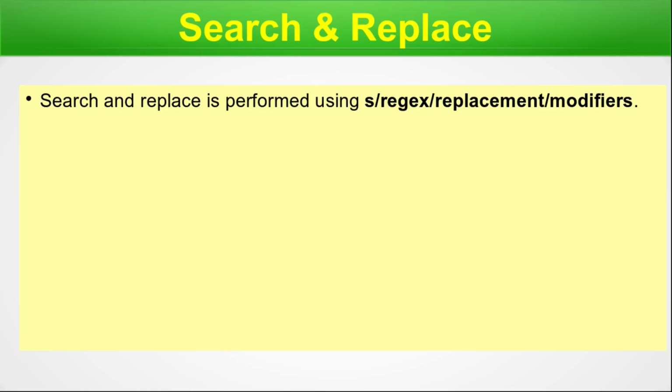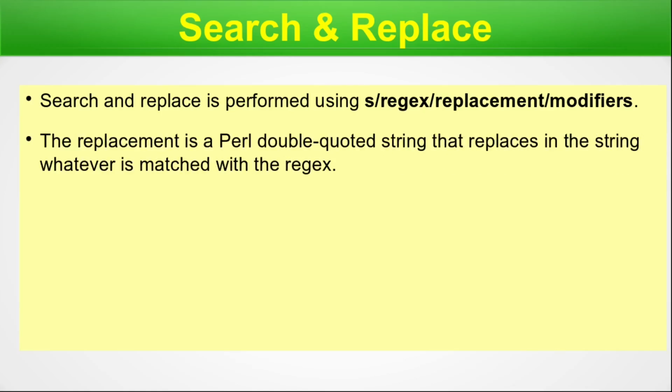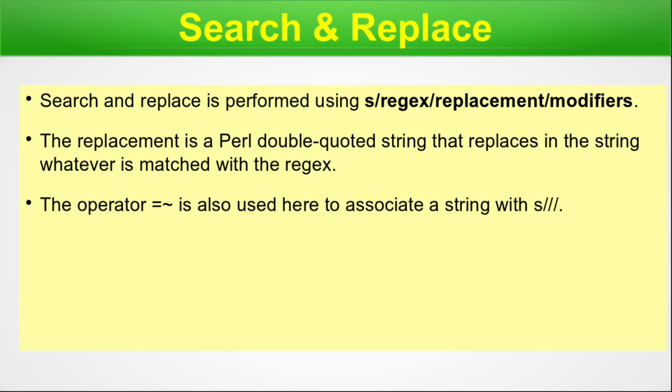So here s, then within the first pair of slashes we have the regular expression, and in the next two slashes we have the replacement, and then at the last we can use the modifiers. You will come to know what the modifiers are. The folks who are using sed a lot know this kind of expression. The replacement is a Perl double quoted string that replaces whatever is matched by the regular expression. The operator =~ is also used here to associate the string with s///.